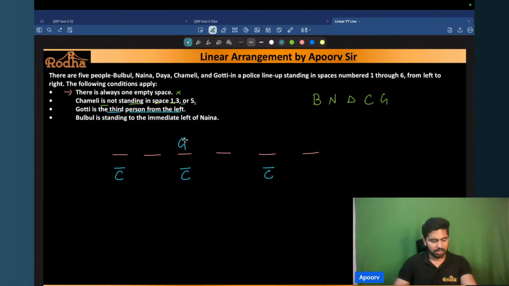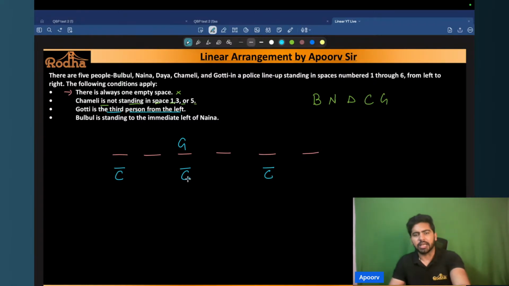Please confirm, guys. You can also consider executive MBA in your career in between and later on. I'll see if I want to go for executive MBA or not. So yeah, let's see. Okay, so Gauti is the third person from the left, right?